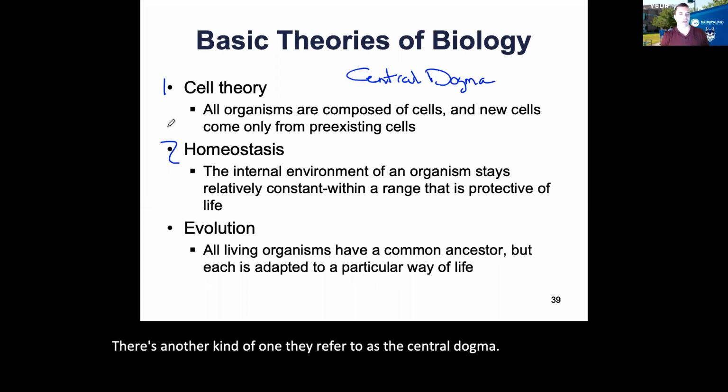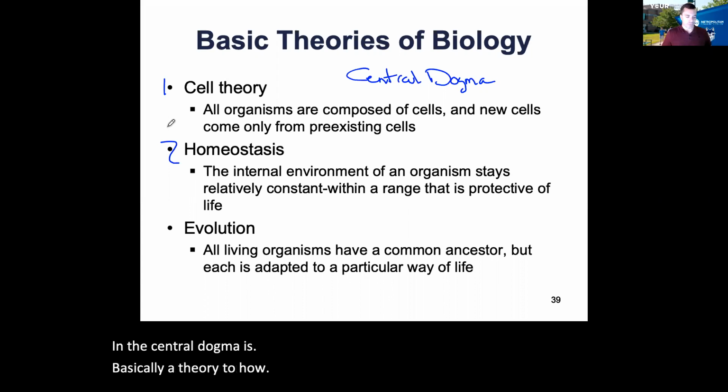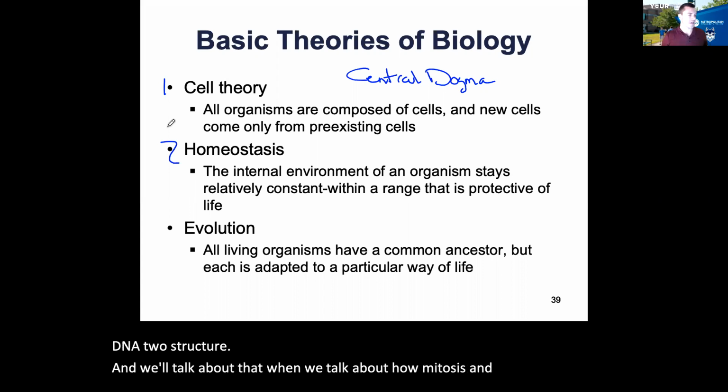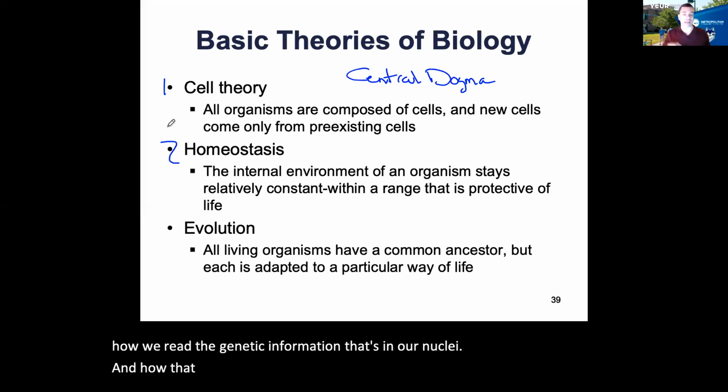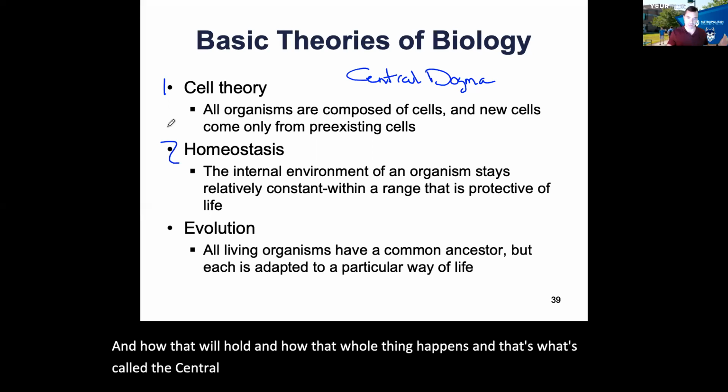The central dogma is basically a theory of how we get from DNA to structure. We'll talk about that when we talk about how mitosis and meiosis occur and how we read the genetic information that's in our nuclei and how that whole thing happens. That's what's called the central dogma of biology, which is basically this group of theories clumped together here, almost like a law.